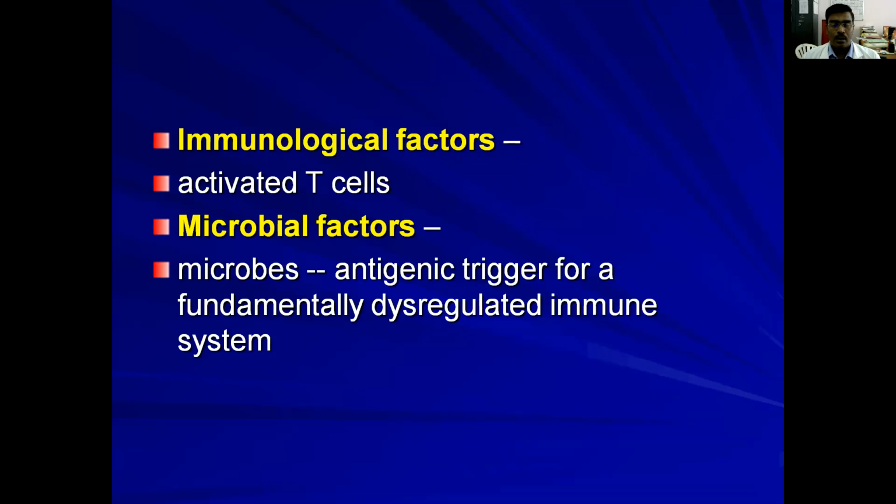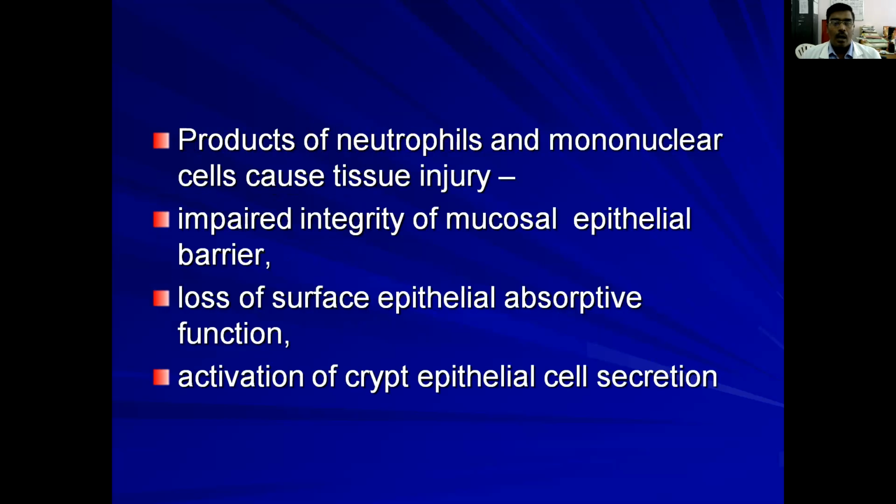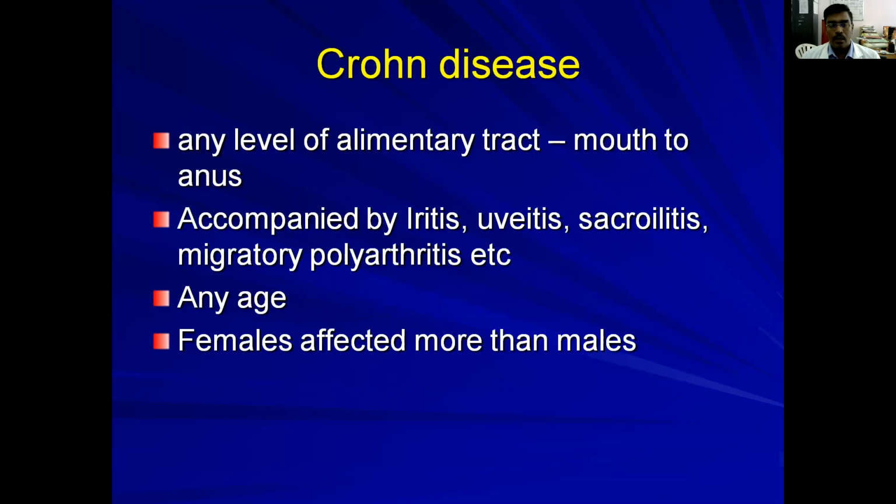Immunological factors such as activated T cells, and microbial factors, such as microbial organisms, play an antigenic trigger role for the dysregulated immune system. Products of neutrophils and mononuclear cells cause tissue injury, impaired integrity of the mucosal epithelial barrier, loss of surface epithelial absorptive function, and activation of crypt epithelial cell secretion. These are all the triggering factors which cause inflammatory bowel disease.